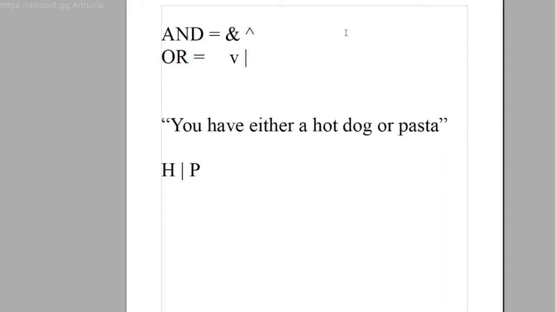To speak about natural language, doesn't the word either maybe imply an exclusive or? It can. So maybe the person here is saying, "Hey, what do you want for dinner? You can either have a hot dog or pasta and not both." And so this is what we would call an exclusive or, XOR.